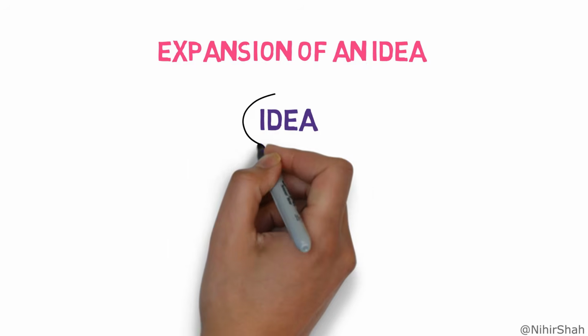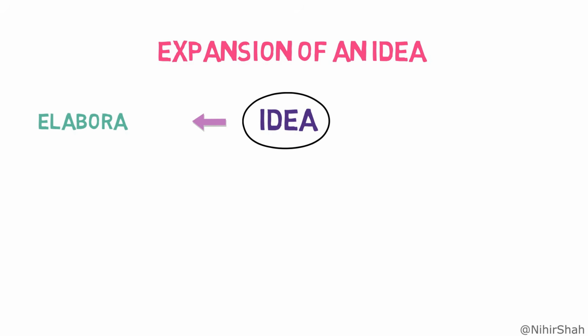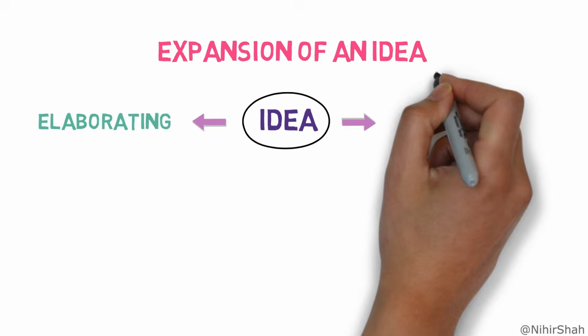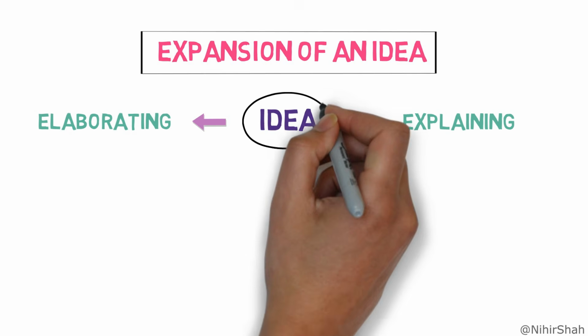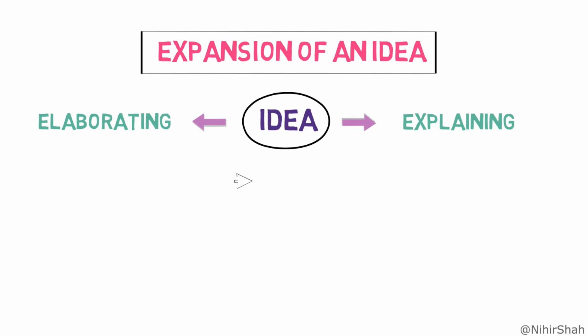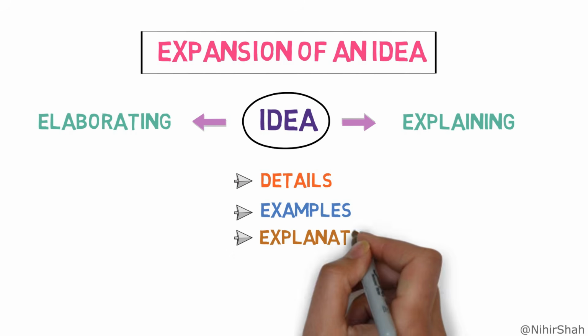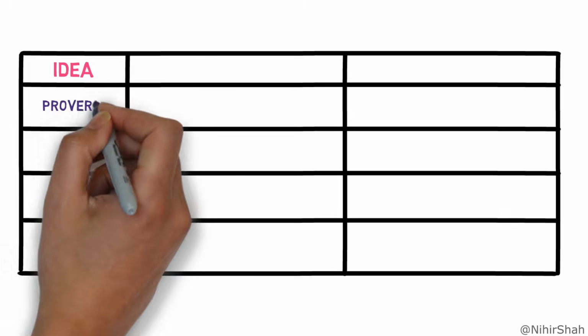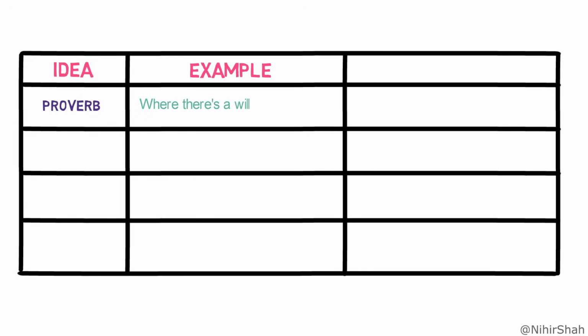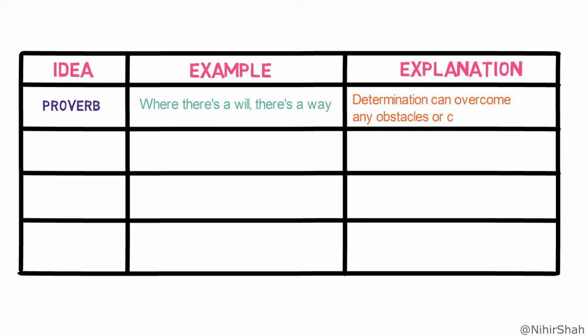What is an expansion of an idea? If an idea is given to us, then the process of elaborating and explaining a given idea in more detail is called expansion of an idea. It involves taking a basic or simple idea and exploring it further by adding more details, examples, explanations, and viewpoints concisely. The idea could be a proverb like where there is a will, there is a way, which means determination can overcome any obstacles or challenges.